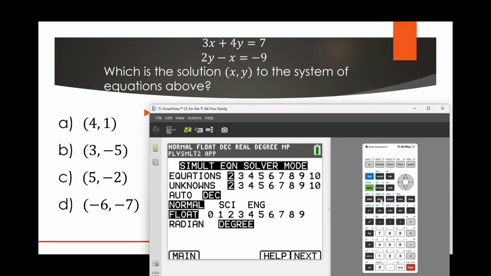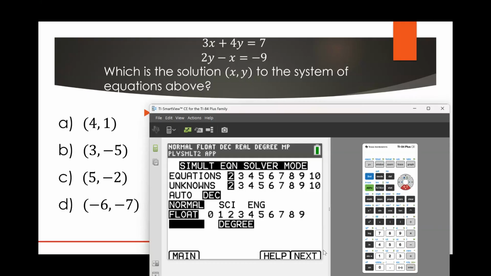Okay, so now we have to put in how many equations we have. I think we have 2 equations. We can use the arrow keys to maneuver around to different places. If I had 3 equations instead of 2, I would just press enter to select 3. But it's 2, so I'm going to make sure I've pressed enter on the 2. We like decimal answers. Degree or radian really doesn't matter in this case, because there's no trig involved.